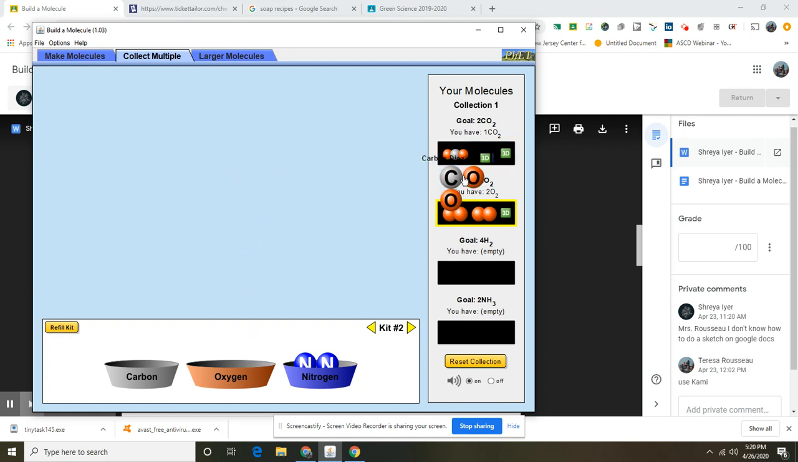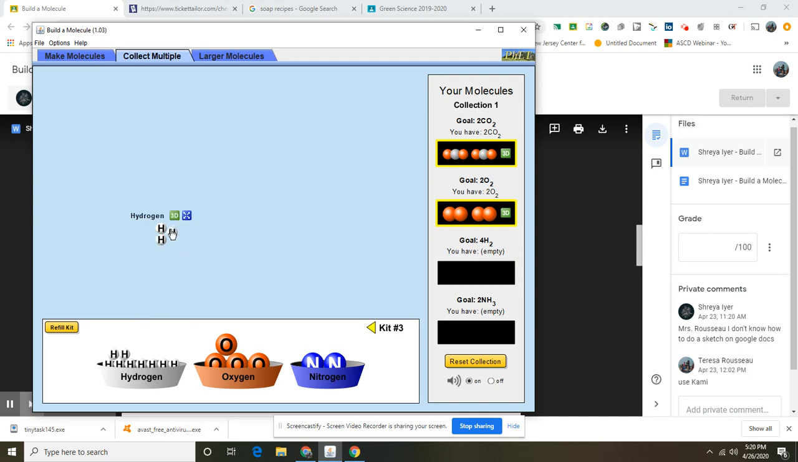So now I have 2 of the molecules. I have 2 different elements, carbon and oxygen. But I have 1, 2, 3, 4 oxygen atoms and 2 carbon atoms. Okay, so I'm going to go to the next kit. I'm going to build my molecule. You're going to fill in the information on your chart.